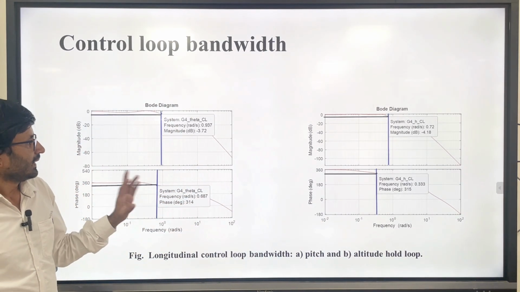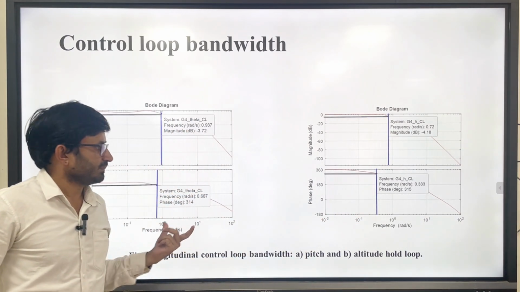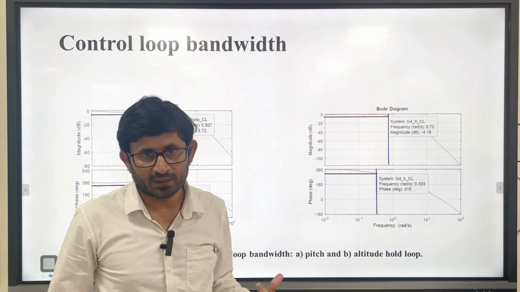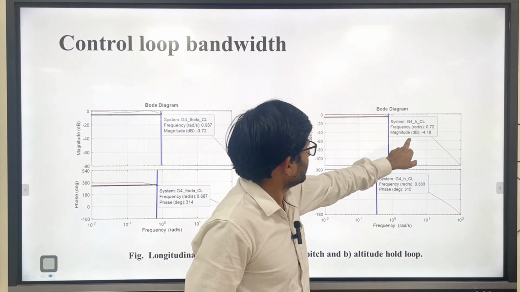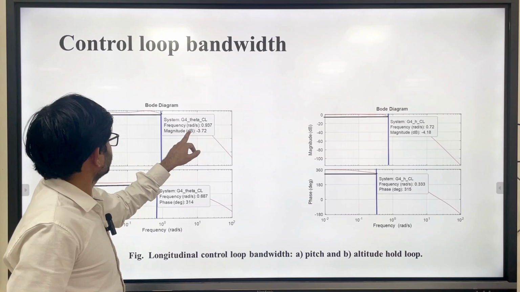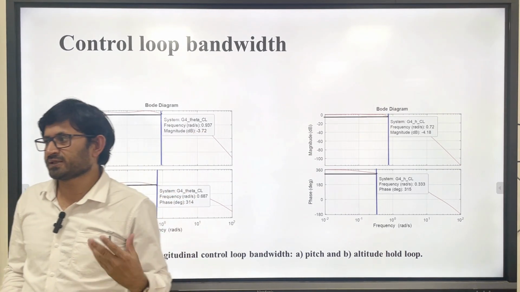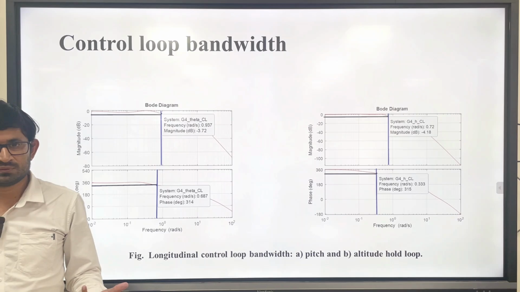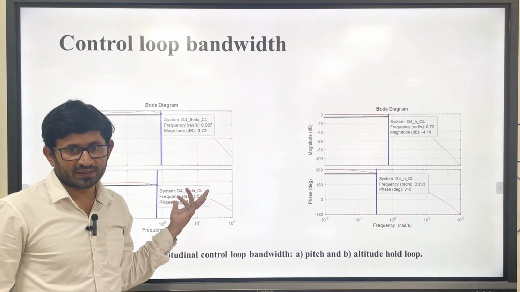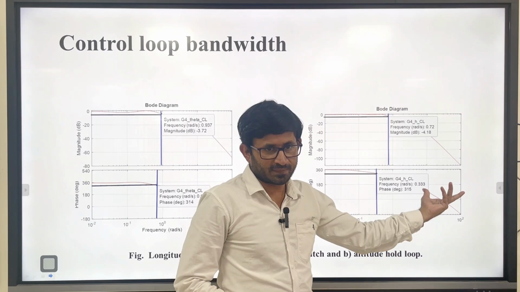Okay. And already I have shown that there is a proper separation between the bandwidth of the inner loop and outer loop. So see, the bandwidth is how much? 0.7, right? And theta is what? 0.93. So which loop has more bandwidth? Theta loop, right? And altitude has less bandwidth.